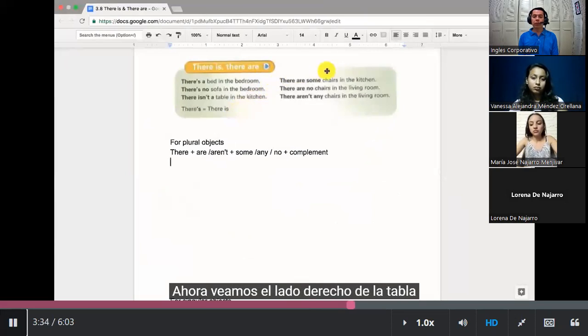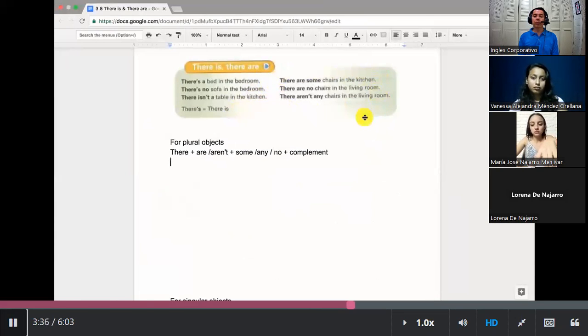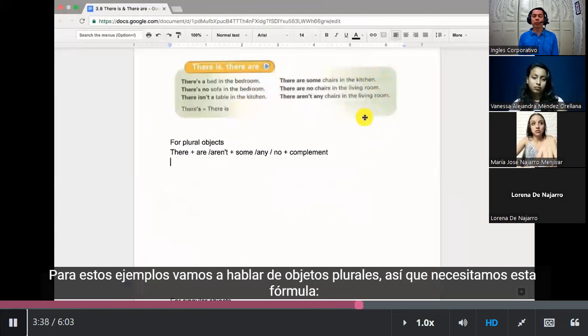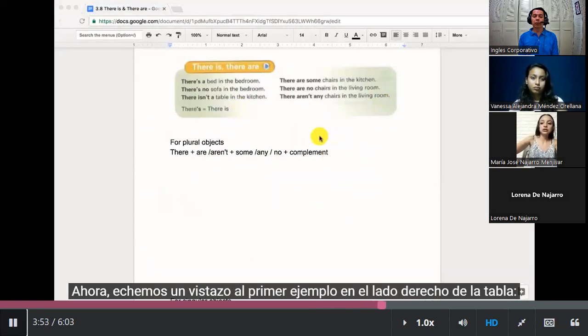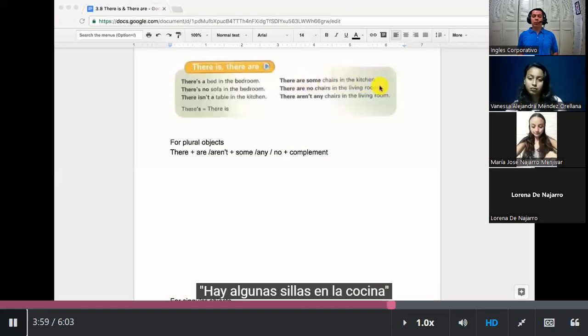Now let's look at the right hand side of this chart. For these examples, we're going to talk about plural objects. So we need that formula: there plus are or aren't plus some or any or no plus some kind of complement. Now let's look at the first example on the right hand side of the chart. There are some chairs in the kitchen.